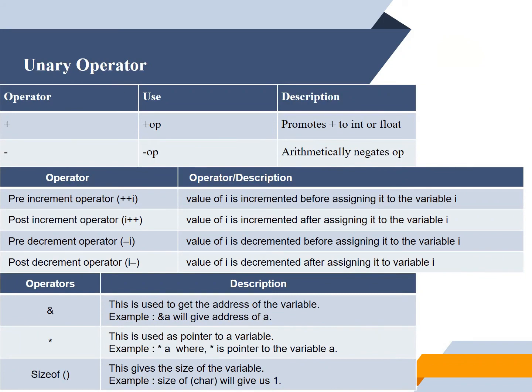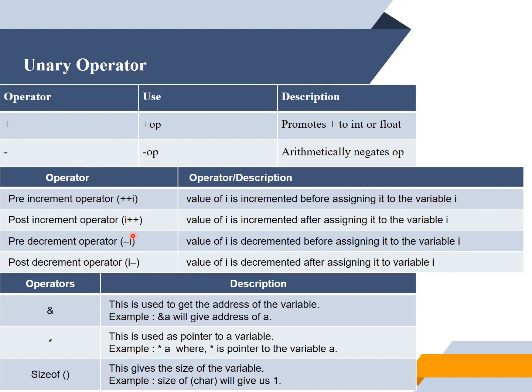These are the unary operators: plus, minus. Suppose we use plus along with an operand, it means it is positive in nature. Minus with some operand means it is negative. But if the operand is itself negative, then minus into minus becomes positive. It negates the meaning of the operand. If the operand is negative in nature, it will negate its nature and become positive. If it is positive, it makes it negative.